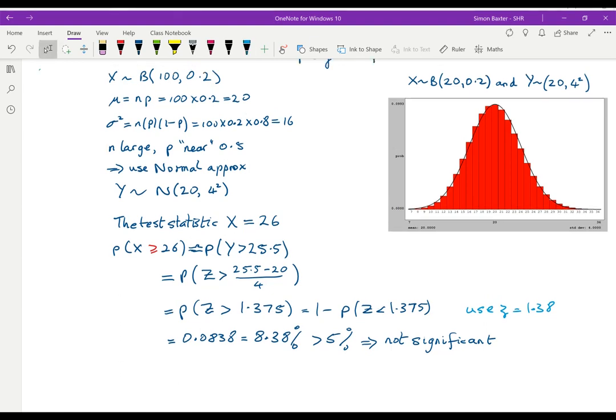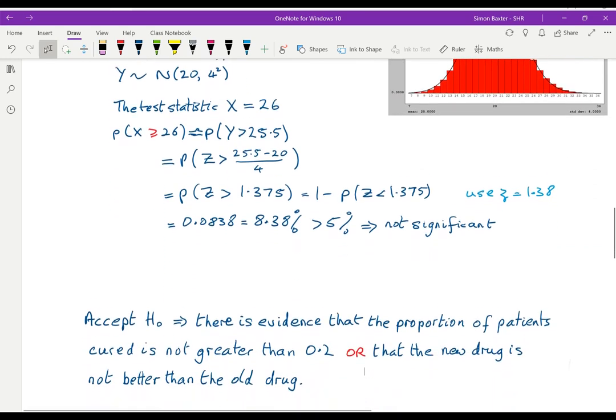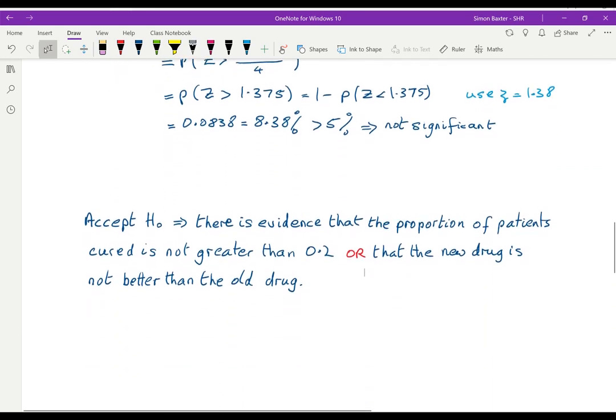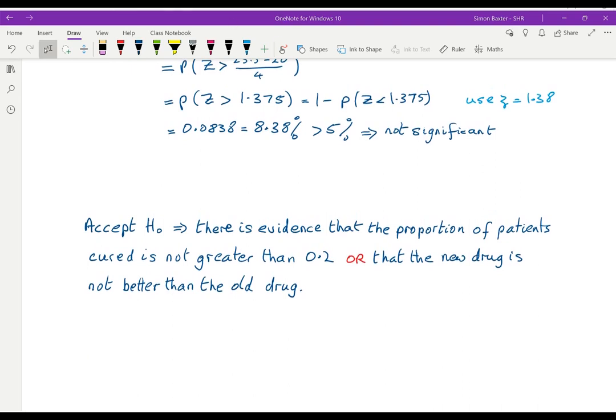Having decided that the result is not significant, we are going to accept H0, and we're going to conclude that there is evidence that the proportion of patients cured is not greater than 0.2, or that the new drug is not better than the old drug.